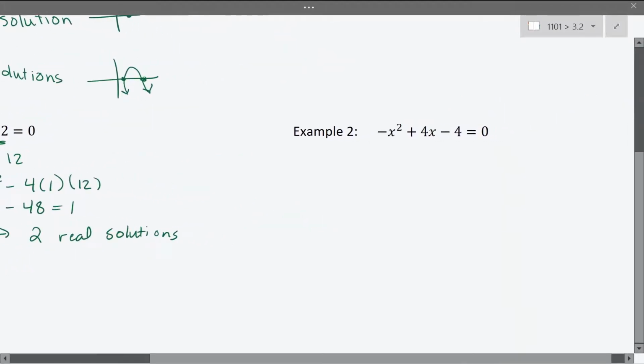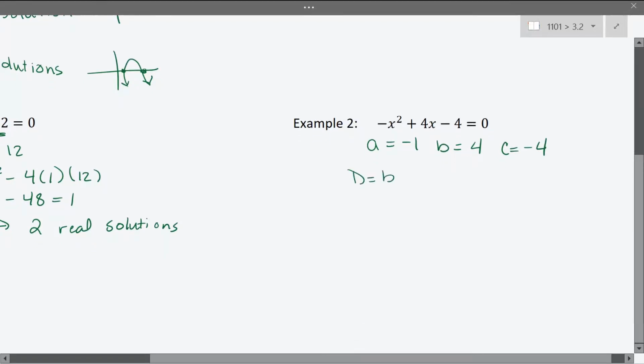Let's look at another example. In this example, we have negative x squared plus 4x minus 4 equals 0. So here, our a is equal to negative 1, our b is equal to 4, and our c is equal to negative 4. So we have d equals b squared minus 4ac, which is 4 squared minus 4 times negative 1 times negative 4, which gives us 16 minus 16, which is equal to 0.